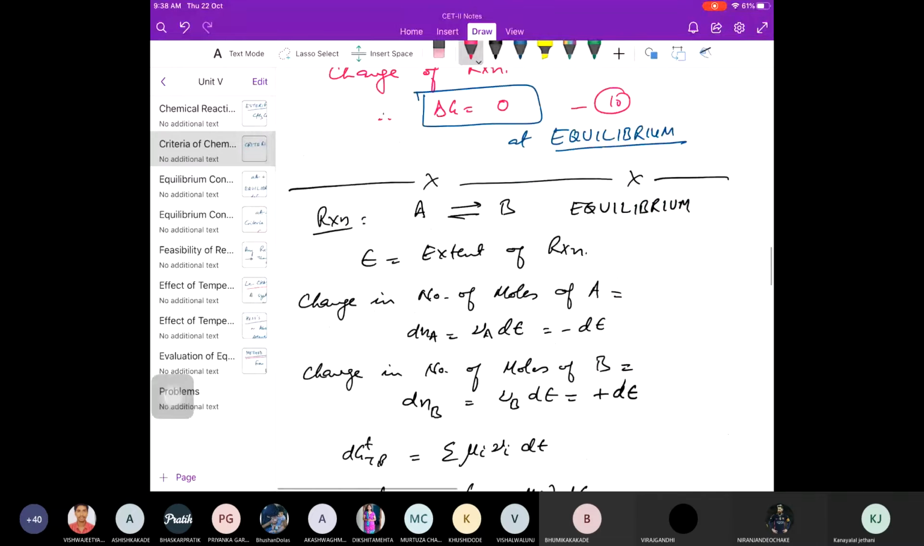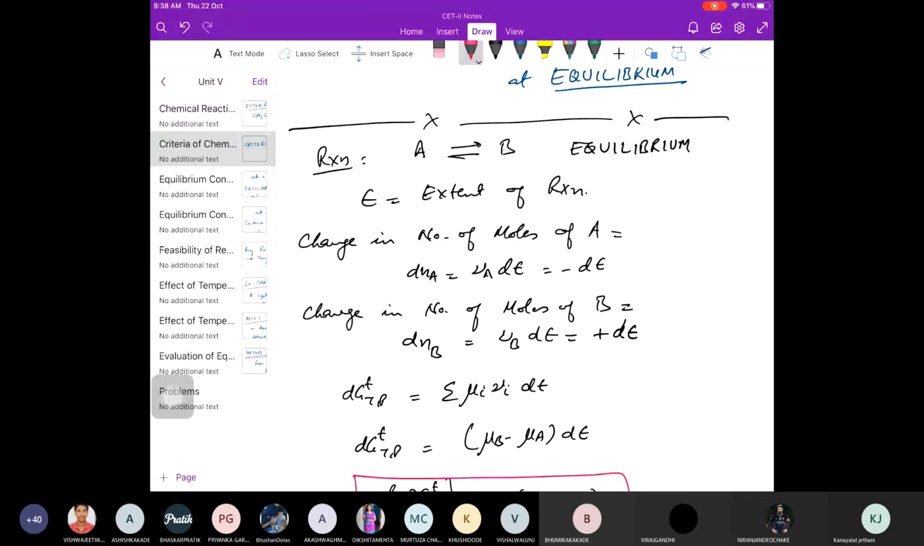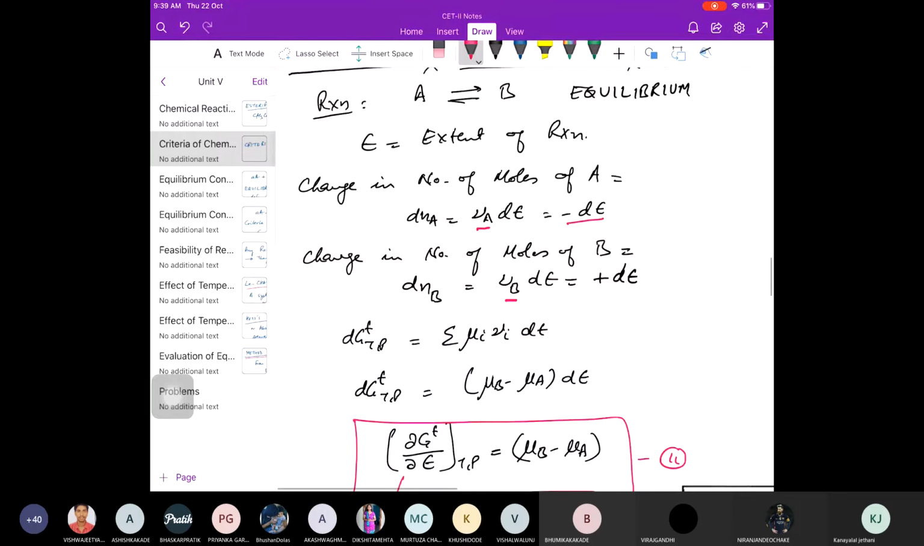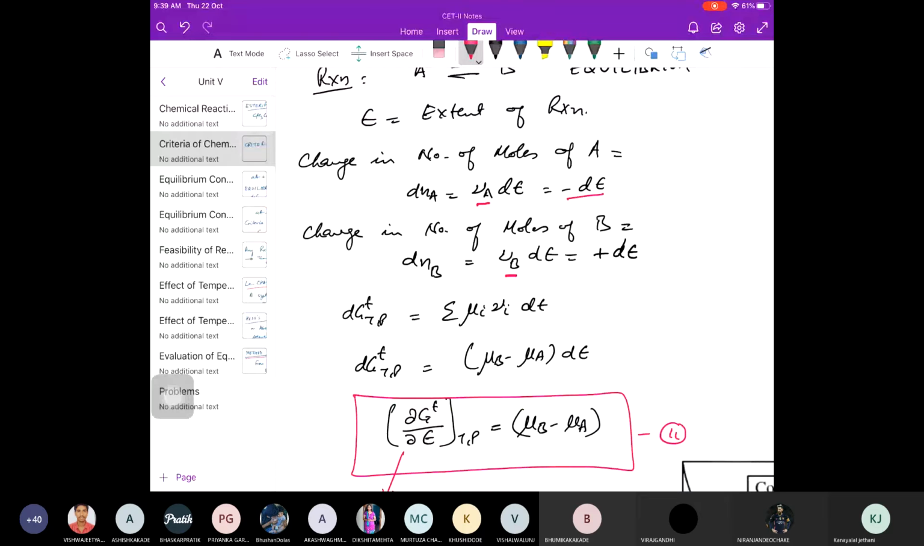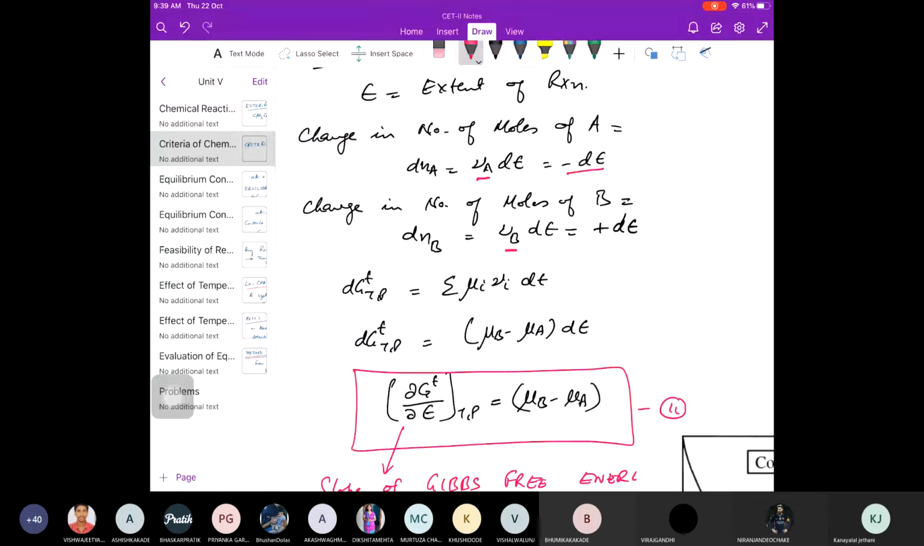Okay. So let us look at a reaction where A goes to B at equilibrium. Epsilon is the extent of reaction. Change in number of moles of A is dNA, nothing but nu A into d epsilon. In this case, nu A is -1, so it is minus d epsilon. And change in number of moles of B is dNB, equal to nu B into d epsilon. In this case, nu B is +1, so it is plus d epsilon. So dG total is equal to the summation of mu I into d epsilon. Or if we substitute these two, we get mu B minus mu A into d epsilon.